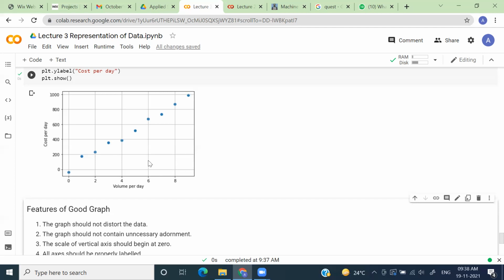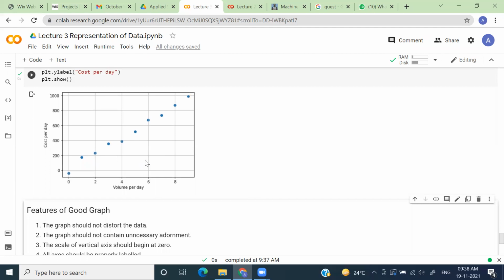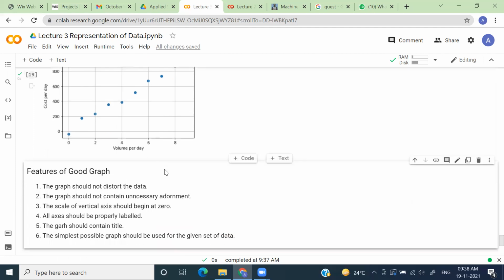The only point I'm trying to make here is, try to reduce unnecessary adornments in your graph, which may improve its visual appeal but at the cost of your data. Try to keep it simple. That's the main principle.